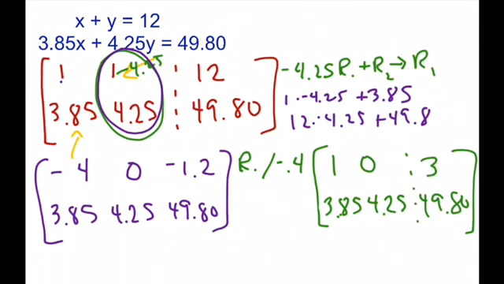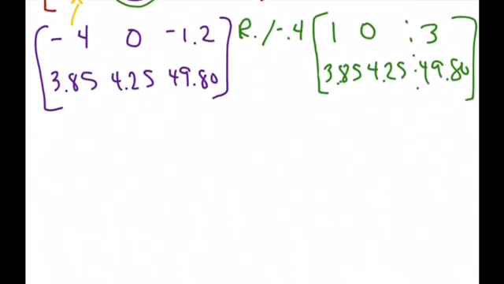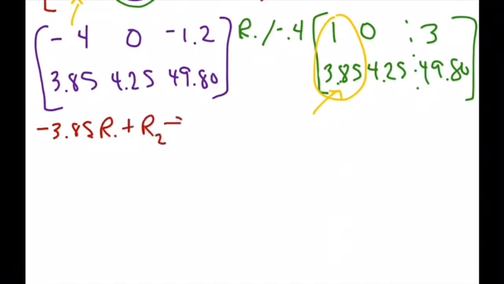Okay, so now I'm going to concentrate on getting this number right there to be a 0. So I'm thinking I want to look at these two numbers, and if that top number was negative 3.85, that would work. So I'm going to take negative 3.85 and multiply by row 1, add it to row 2, and put my answer in row 2 because that's where I want my 0. So my row 1 will stay the same.